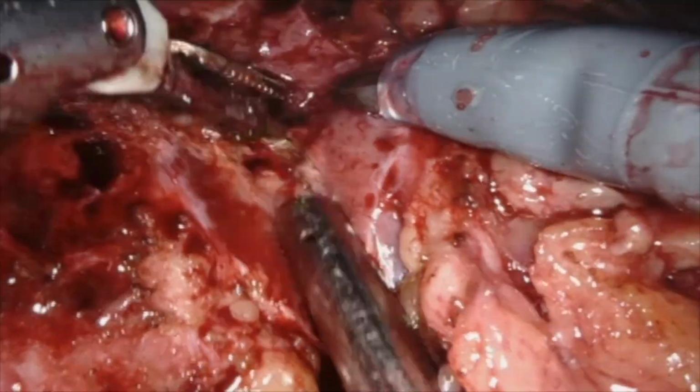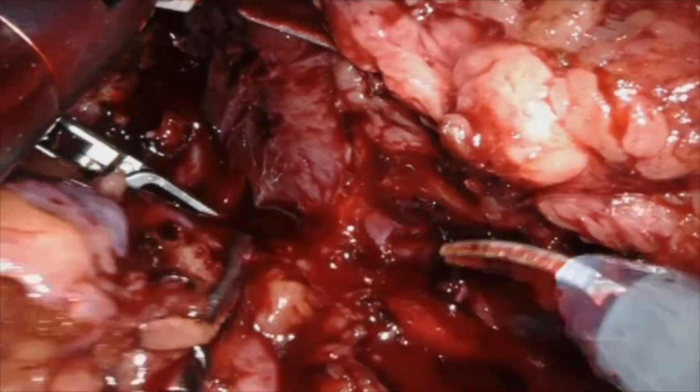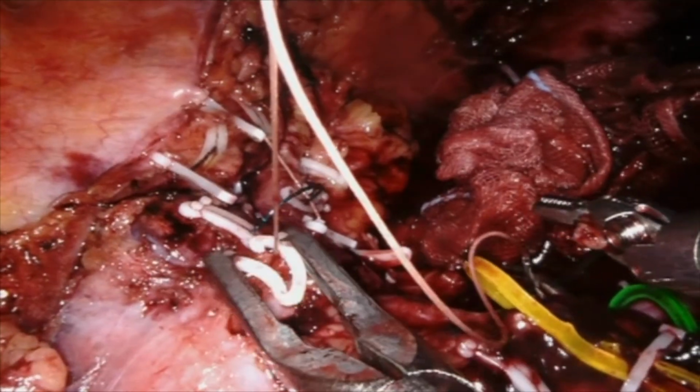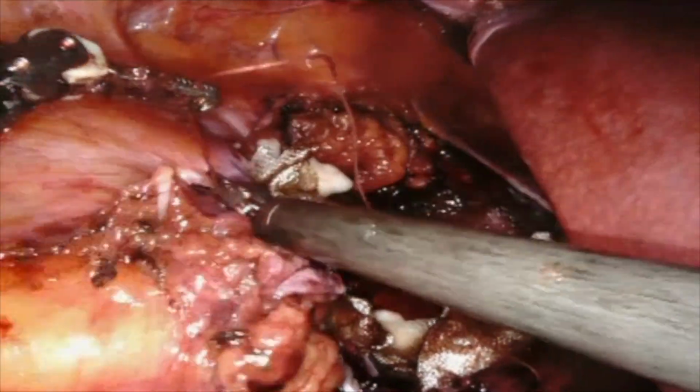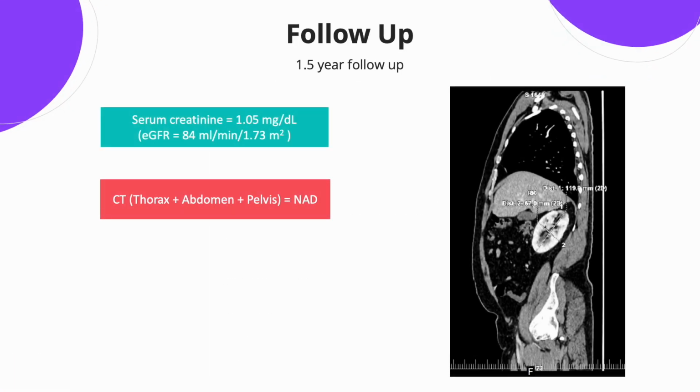The tumor was then resected off clamp. As would be expected, slightly more bleeding was encountered. Sliding clip renorrhaphy was then performed in 2 layers. The tumor was an oncocytic neoplasm with undetermined malignant potential, and the patient is tumor-free at 1.5 years follow-up.